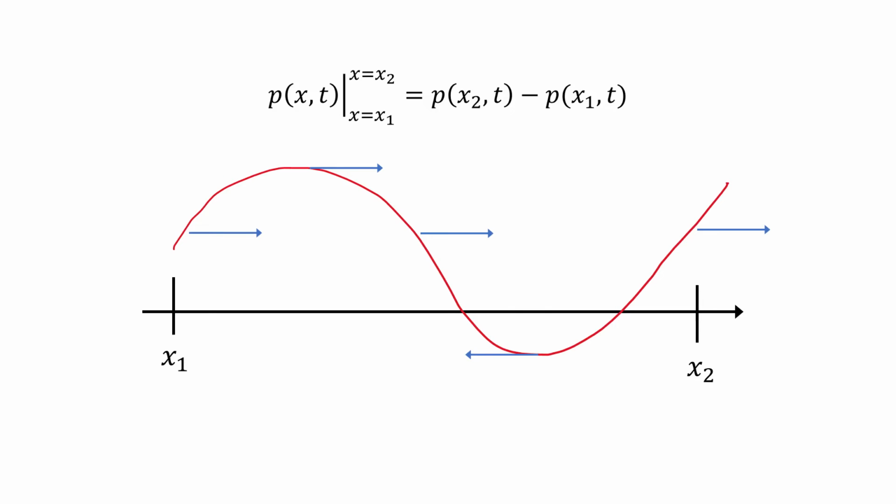For example, in the graph shown here, at x1, P is positive, which means at x1 heat is flowing to the right, into the interval, entering the interval, and it's also positive at x2, which means that at x2 heat is leaving the interval.